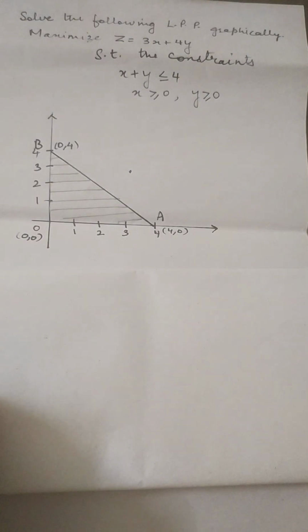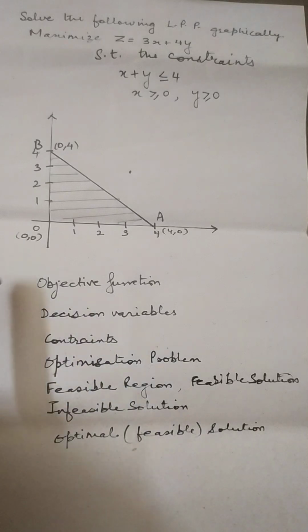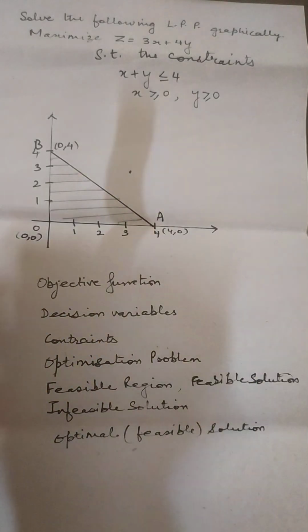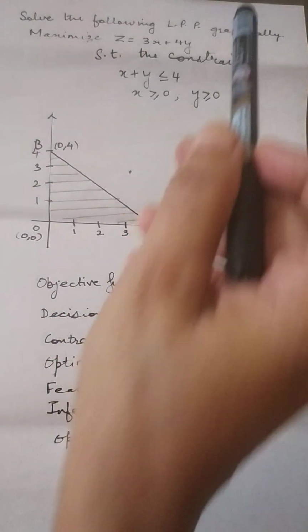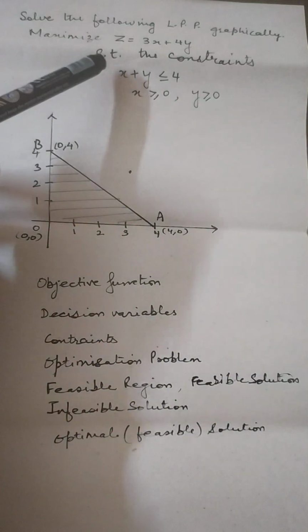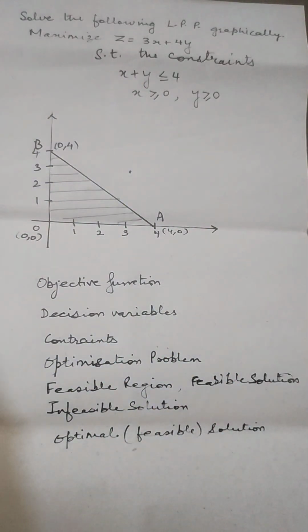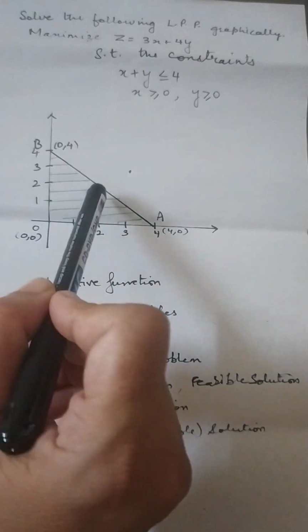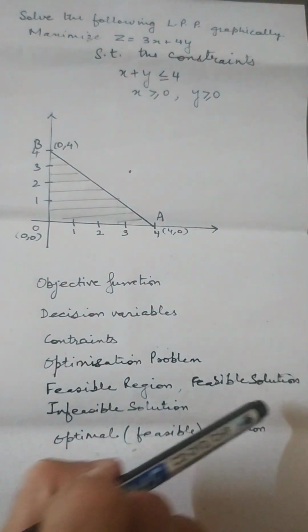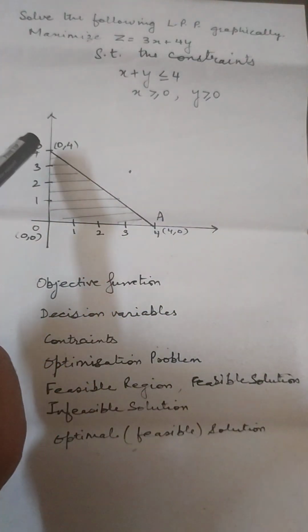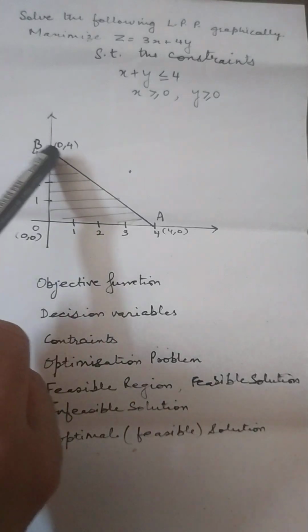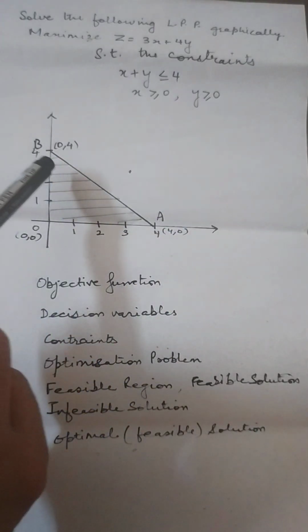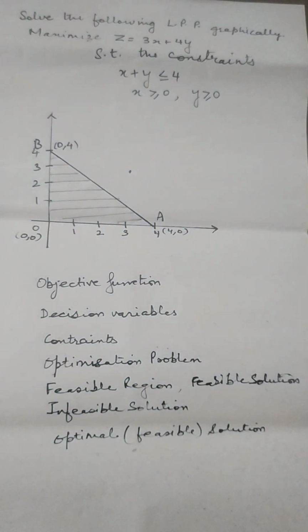So we have today learned different terms which are objective function. Objective function is z function, decision variables x and y, constraints, these three are the constraints, optimization problem, this problem is the optimization problem where we have to maximize the z function, feasible region, this region which is bounded, and here we have the shaded feasible solution, the solution which lies on the boundary of this feasible region and within the feasible region, that would be the feasible solution.